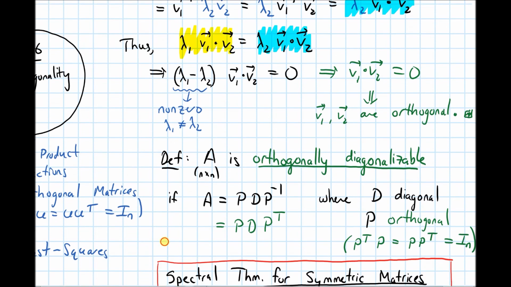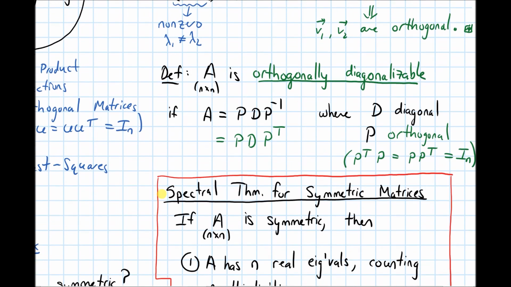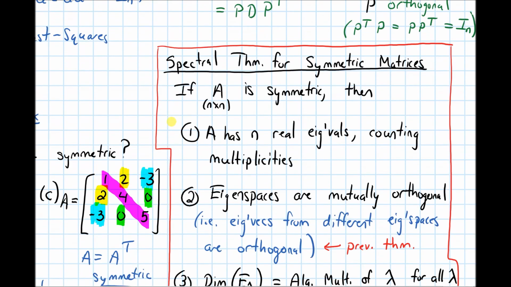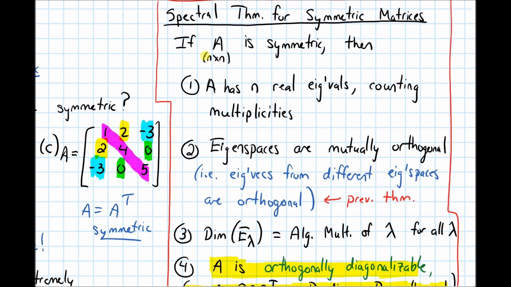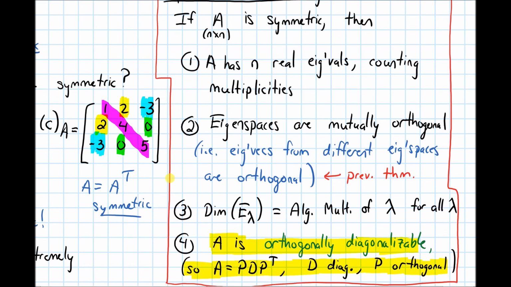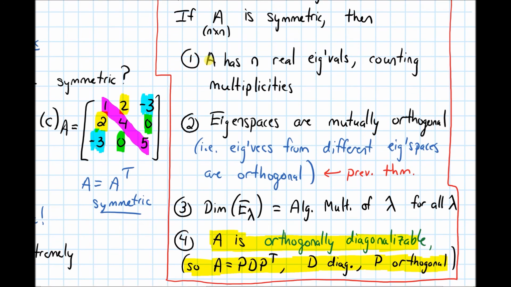All right, so now we're ready to state the big theorem, which is called the spectral theorem for symmetric matrices. There are 4 parts to what this theorem says. If A is n by n, if it's square, and if this is a symmetric matrix, then the following hold. First, A will always have n real eigenvalues, counting multiplicity. That's including repeats. The second property is what we just showed before this. Eigenspaces are mutually orthogonal. And what that means is when you take eigenvectors from different eigenspaces, those eigenvectors are going to be orthogonal.